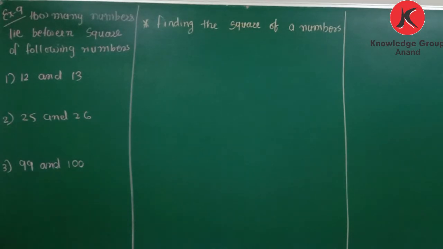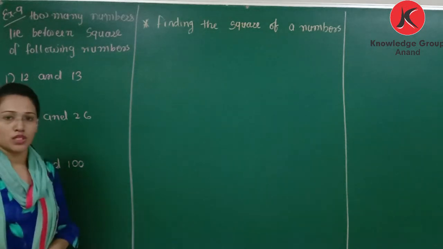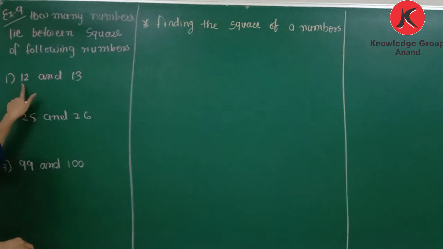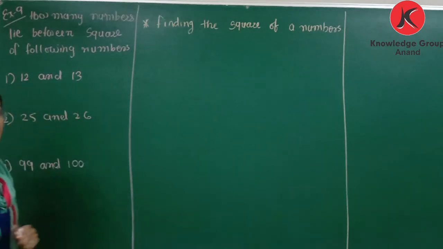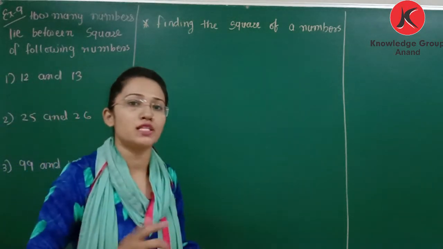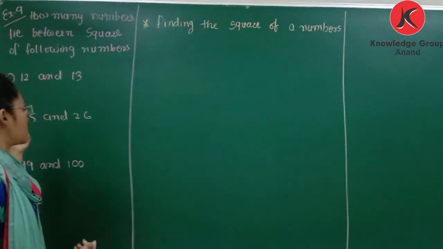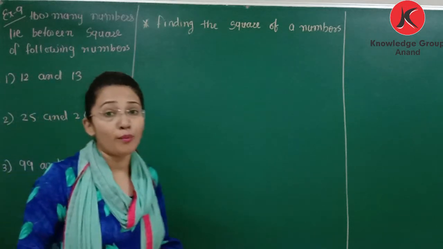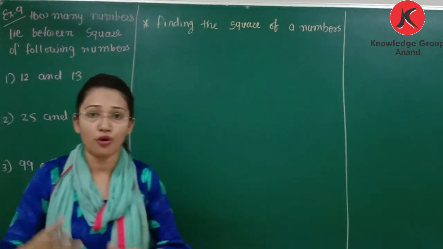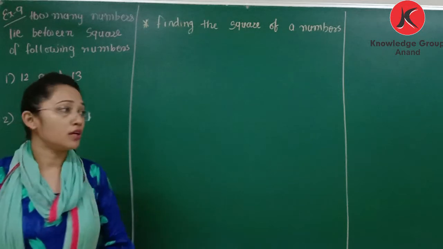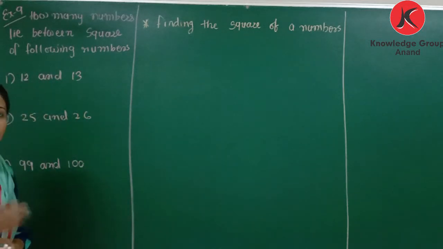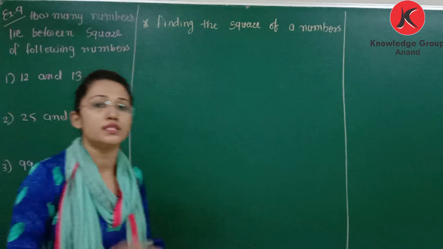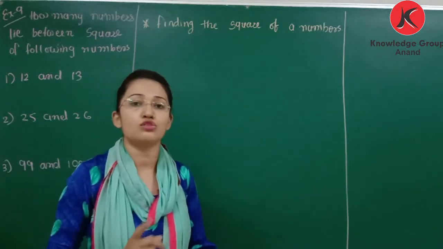Now example 9. How many numbers lie between the squares of the following numbers? So here what is the question? If we take the first example, 12 and 13, it means how many numbers lie between 12 square and 13 square? 12 square is 144, and 13 square is 169. So how many numbers are there between 144 and 169? So here we learned the rule, that is, how many numbers lie between two consecutive square numbers, that is 2n.